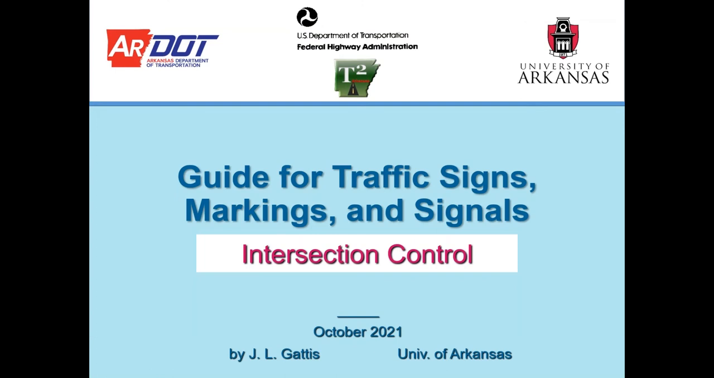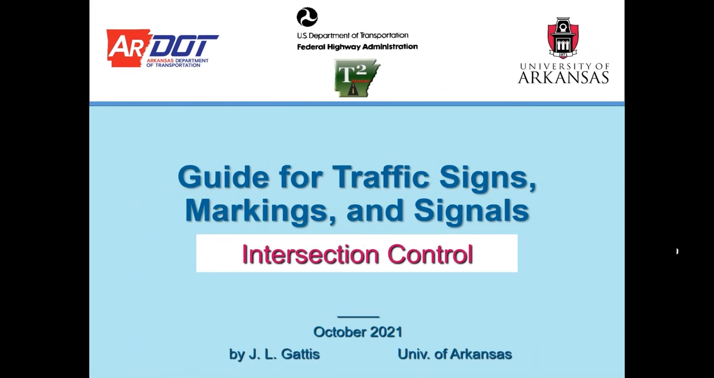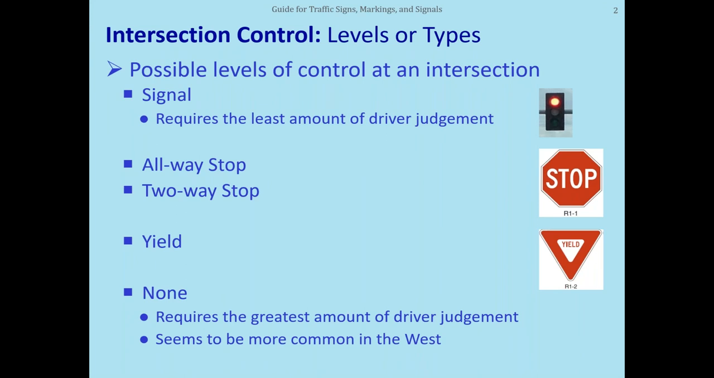All right, welcome back. We are ready to begin the next module on intersection control. Possible levels of control at an intersection. If you stop and think about it, you could create a hierarchy of signals at the top that require the least amount of judgment from drivers and work your way down the different levels: all-way stop, two-way stop, yield, and no control, which requires more driver judgment than any of the other options.